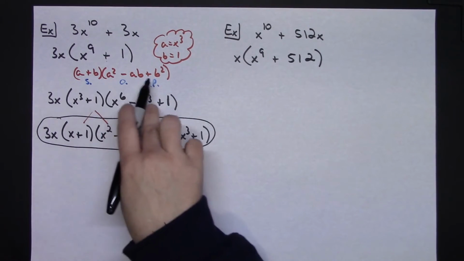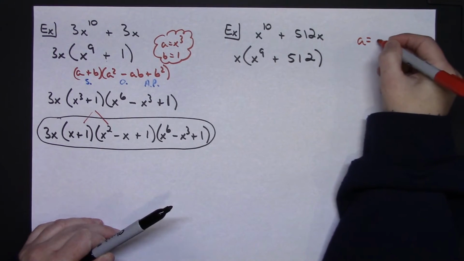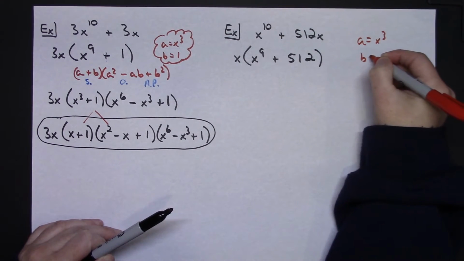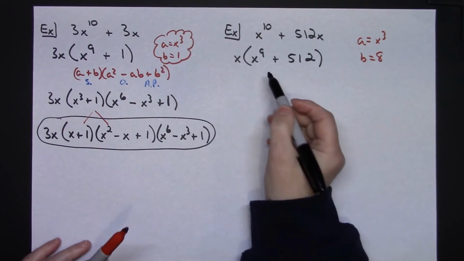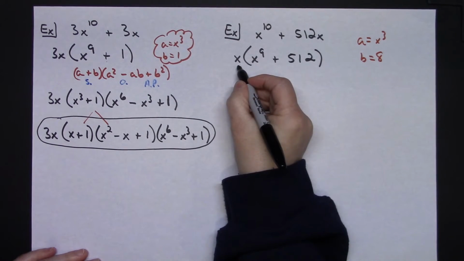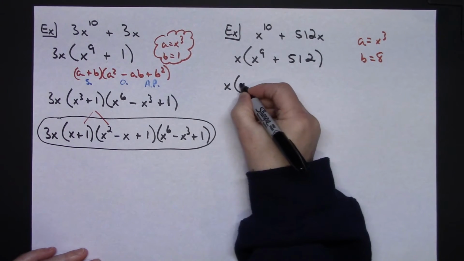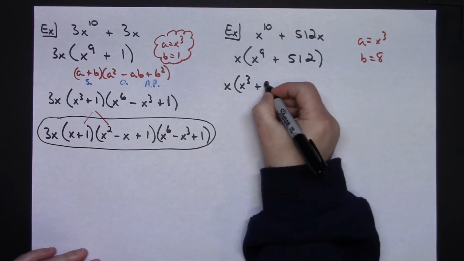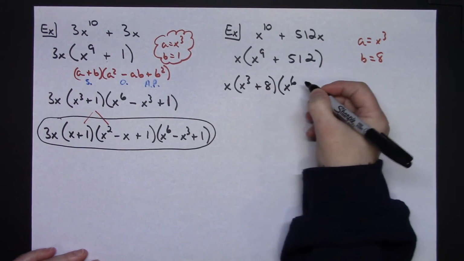Okay, so if I'm going to use the formula again that I used over there, my a term is going to be an x to the third, and my b is going to be an 8, because the cube root of 512 is 8. So factoring this as the sum of two cubes, the x is going to stay out in front. I'm going to have a plus b, so x cubed plus an 8. I'm going to square my a, so x to the third squared would be an x to the sixth.